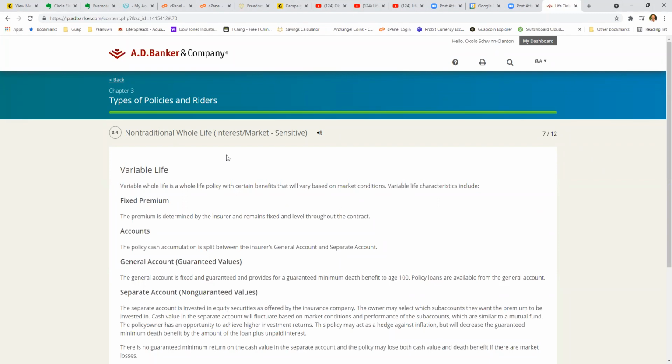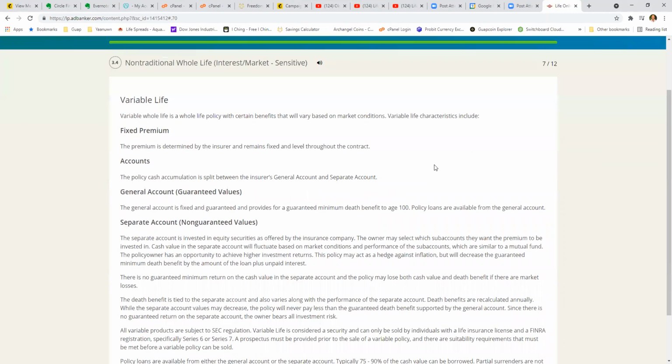There's not really a reason that I can think of at the moment for most people to get variable life. But that's what it is. It's something where the money is invested directly into the stock market. You also have to have a securities license to sell this, which means you have to have a Series 6 and 63 and be licensed with the Securities Exchange Commission.